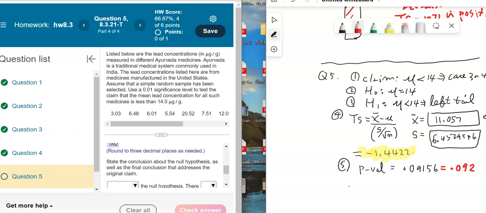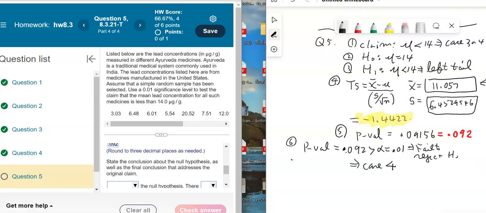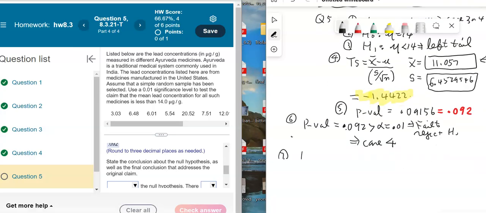So now, number 6: since the p-value is 0.092, it is greater than alpha, which is 0.01. So what that means is fail to reject the null hypothesis. Okay, so that means case what? Case 4. What does case 4 say? Not sufficient evidence to support the claim.